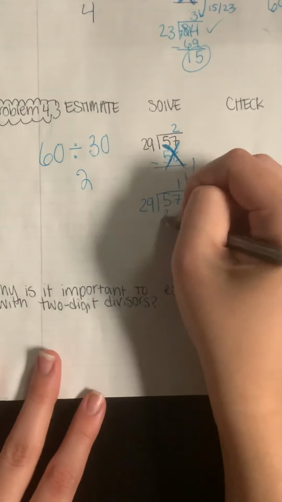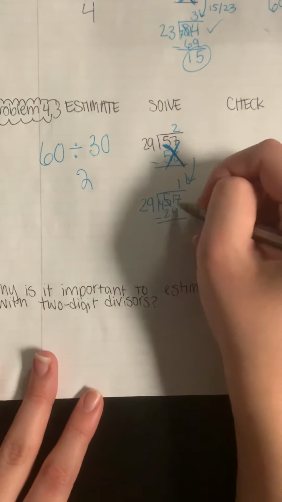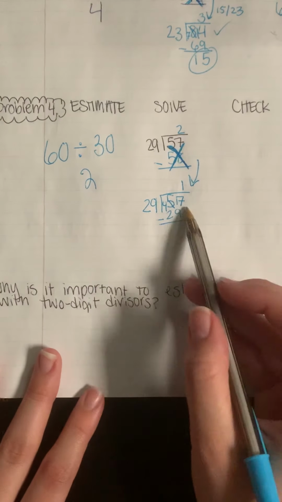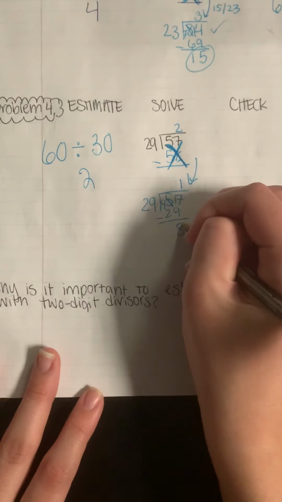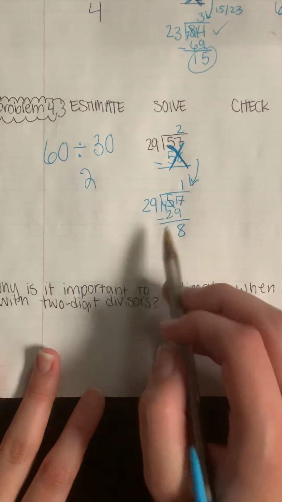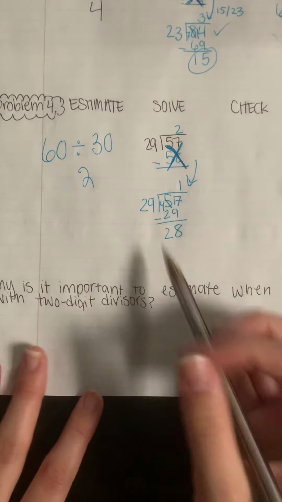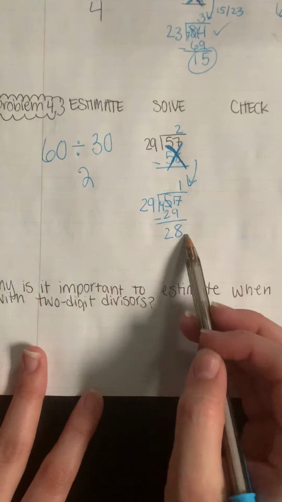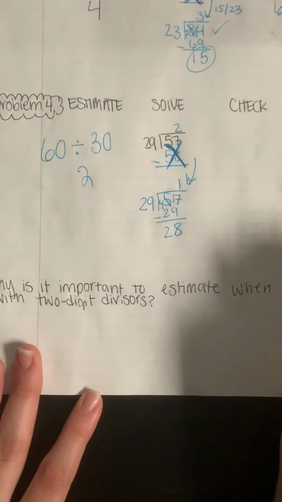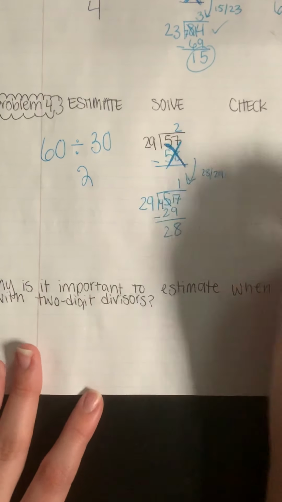So 1 times 29 is 29, and we have to borrow. So our 5 becomes a 4, and our 7 becomes 17. So 17 minus 9 is 8, and 5, that became a 4. So 4 minus 2 is 2. 28, oh, it's so close to 29. It's almost enough to make a whole nother group, but it doesn't. So our remainder is 28. So it would be 1 and 28 over 29 is our final answer.